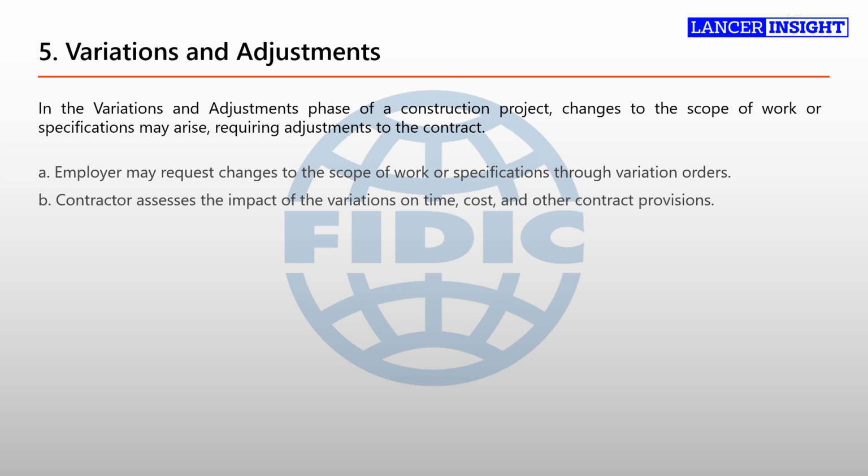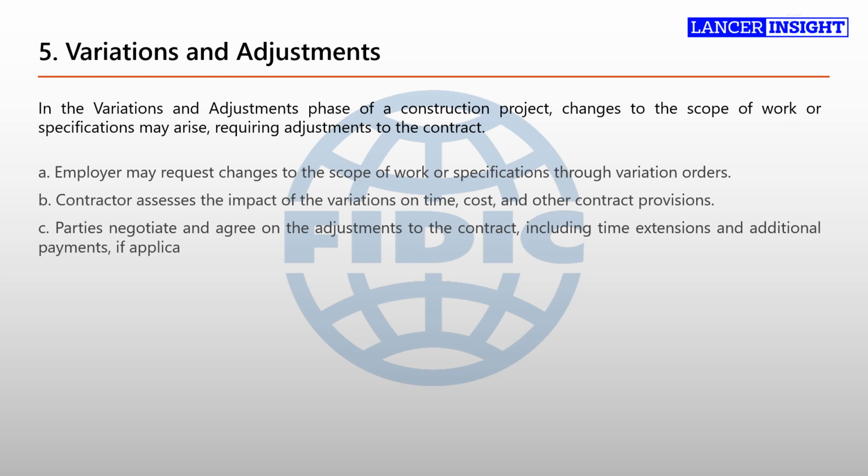It is crucial for the contractor to thoroughly analyze the impact of the variations to ensure accurate adjustments to the project plan and contract. C. Parties negotiate and agree on the adjustments to the contract, including time extensions and additional payments, if applicable. Once the contractor has assessed the impact of the variations, negotiations between the employer and the contractor take place to agree on the necessary adjustments to the contract.